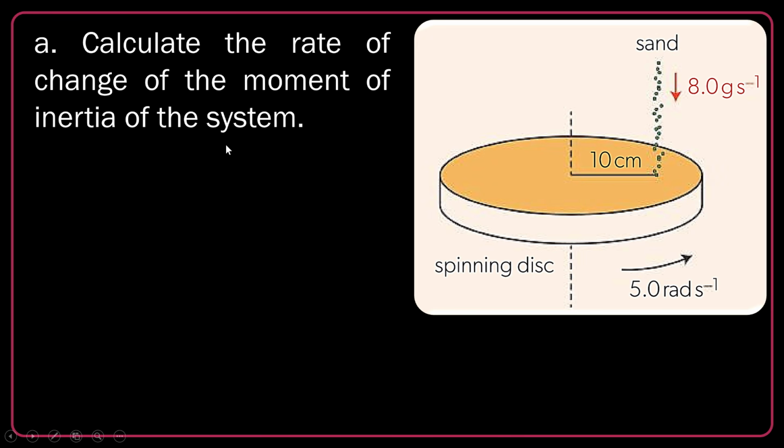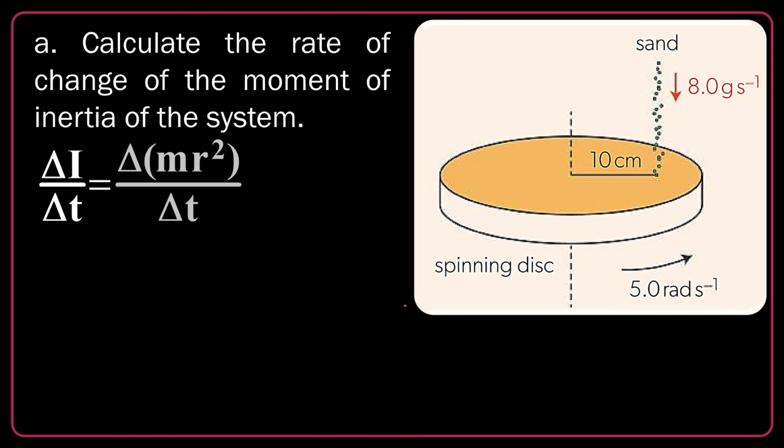Part A. Calculate the rate of change of the moment of inertia of the system. Rate of change of moment of inertia means delta I over delta t. I'm looking for delta I over delta t. Okay. Guys, delta I over delta t is actually delta m r squared over delta t. Why? I told you the pouring sand will make a ring pattern on the disk. So this ring is like a point mass.